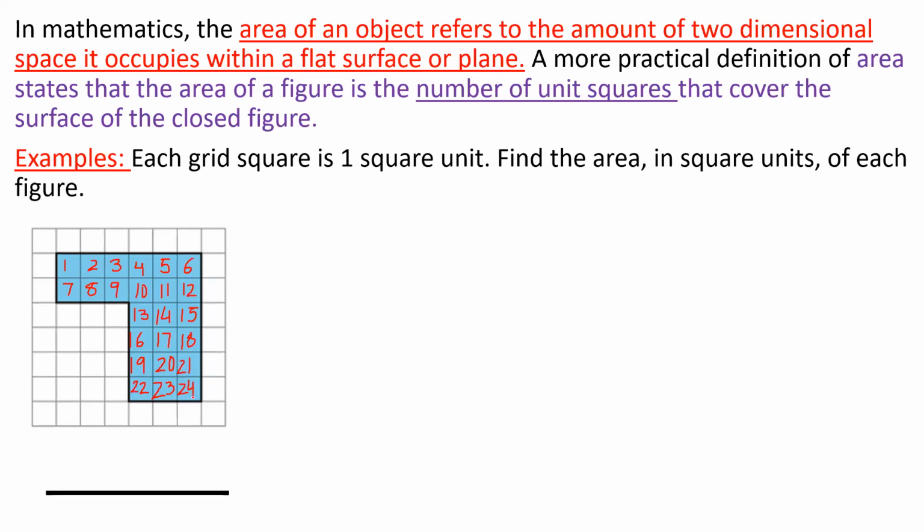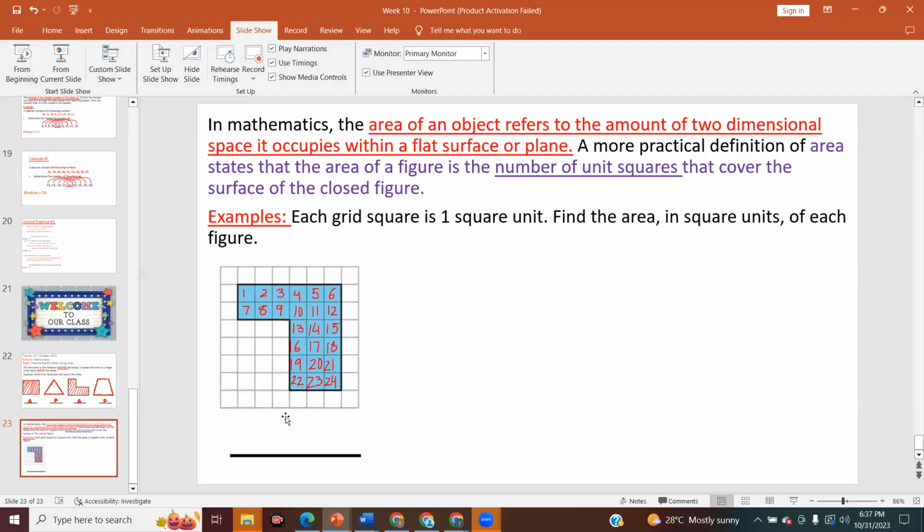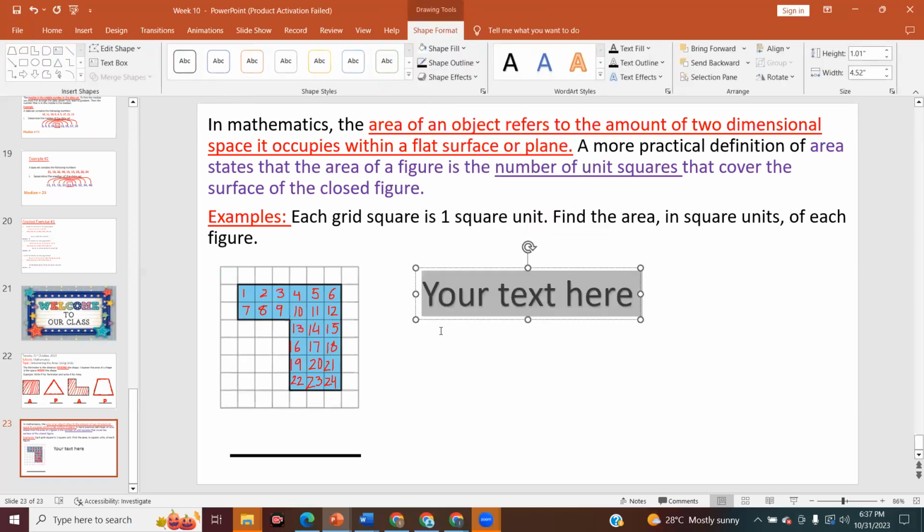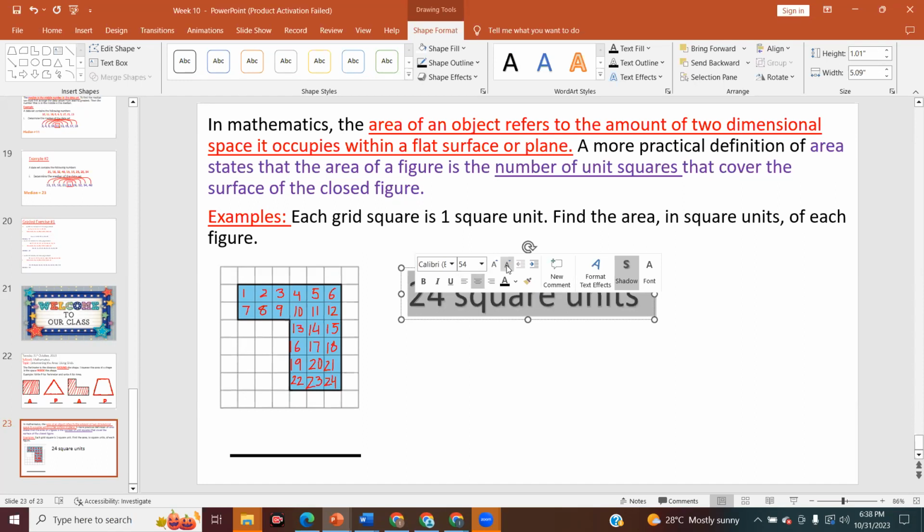So the answer for this one is going to be what? 24, what? 24. Remember what it said, each one is a unit square, right? So 24 square, what? Units. Okay, that's going to be our answer, 24 square units.